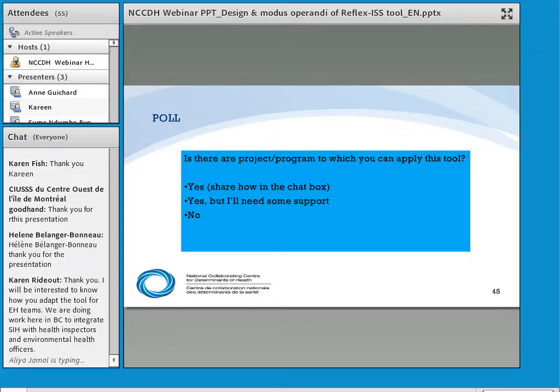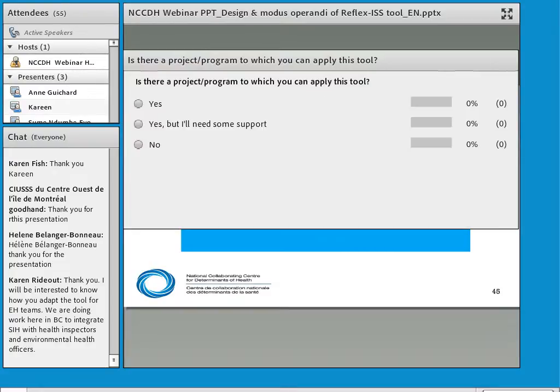And so to wrap up, we'd just like to get a sense from you. After going through today's webinar, can you start to think about how you can apply this tool in your work? You can either respond yes and please share how, or yes and you need some more support, or you don't think it's really relevant. I see Karen Rideout is saying she'll be interested in knowing how it's adapted for environmental health teams, so that's one potential application. And if you don't think it applies to your work, we'd also love to hear why you think that.